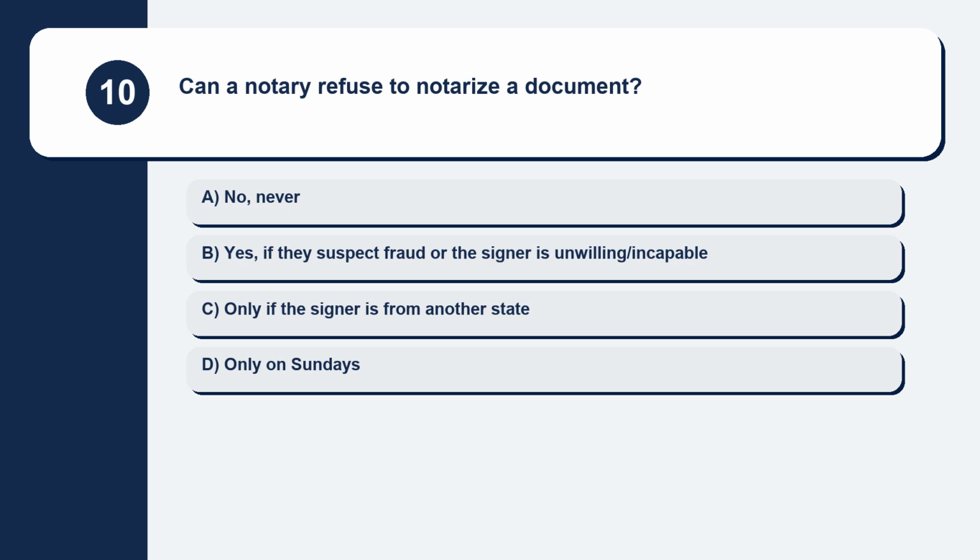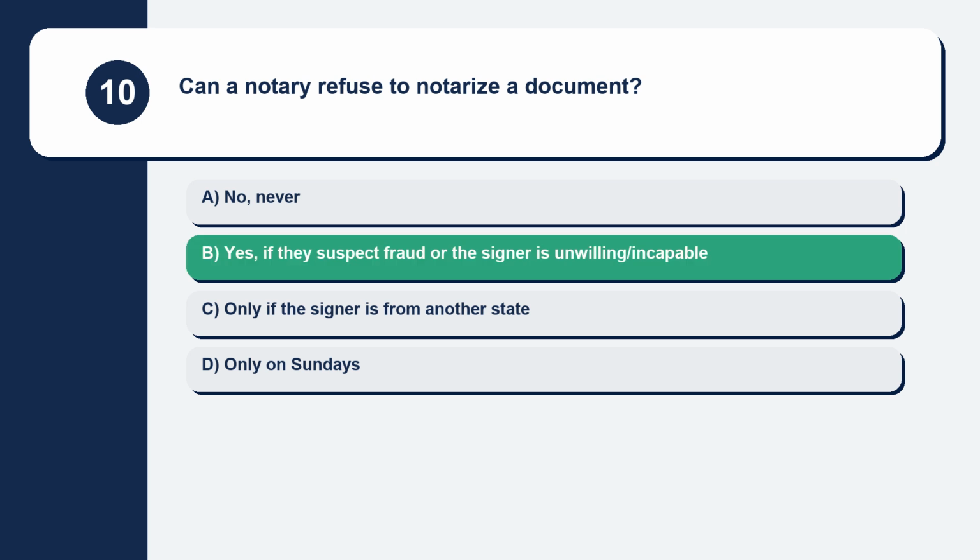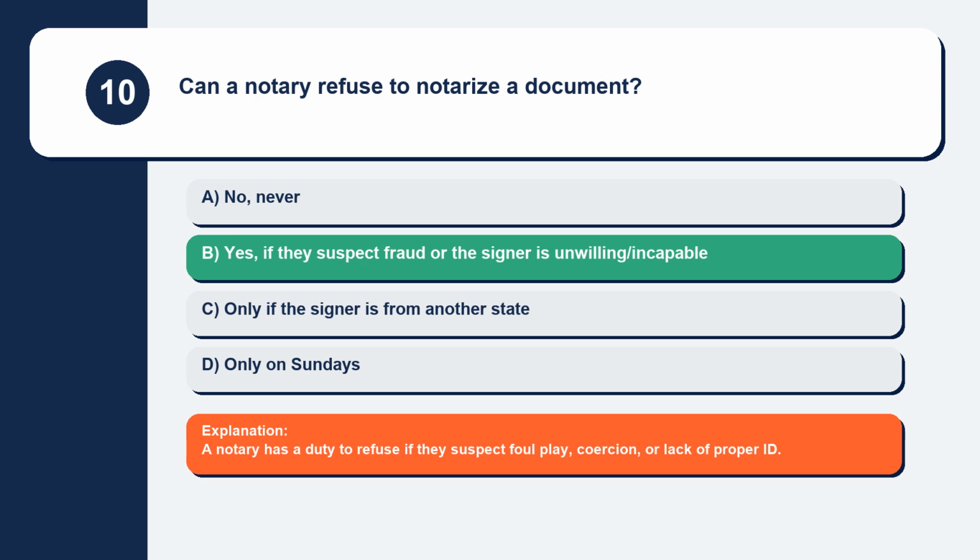Question 10. Can a notary refuse to notarize a document? No, never. Yes, if they suspect fraud or the signer is unwilling or incapable. Only if the signer is from another state. Only on Sundays. A notary has a duty to refuse if they suspect foul play, coercion, or lack of proper ID.